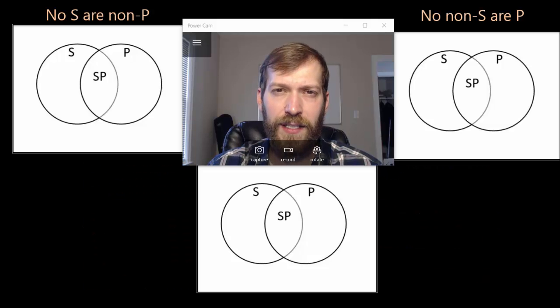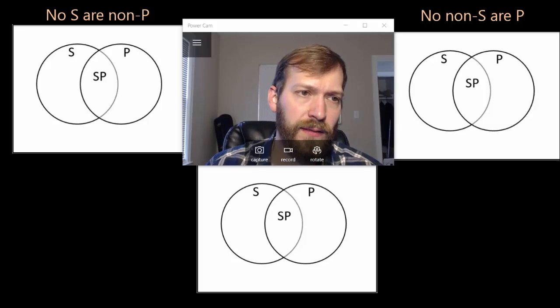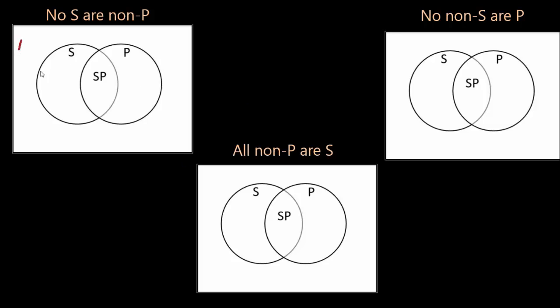So let's practice applying this decision procedure. We'll look at no S are non-P here on the left side of the screen. Ask yourself, how would you go about diagramming that, given that we have this is area 1, this is area 2, this is area 3, and this is area 4. So you can go ahead and pause the video and work that out, and then I'll talk about how we should diagram that following the steps.